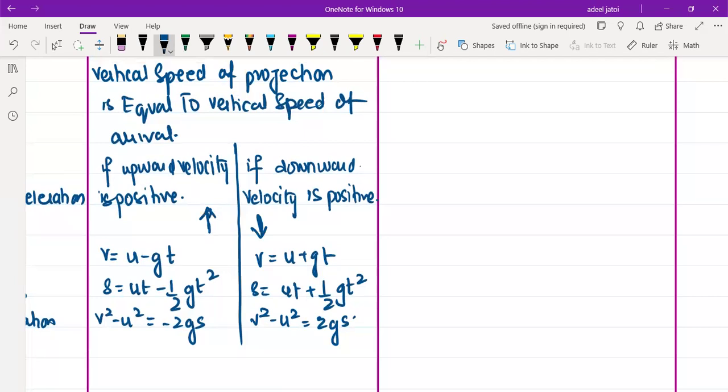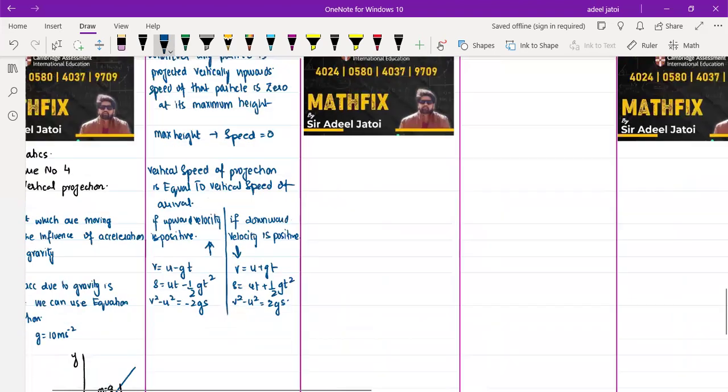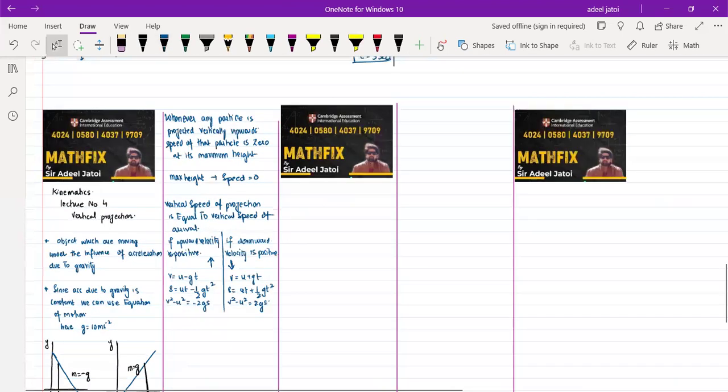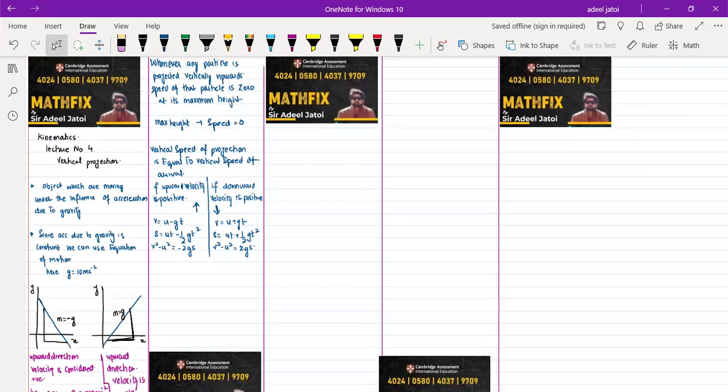When it is going upward, it will be against the gravitational force, so obviously it will be negative. Whereas if it is going downward, it will be with respect to the gravitational force. So this is how the vertical projection will take place. Now it varies from question to question.